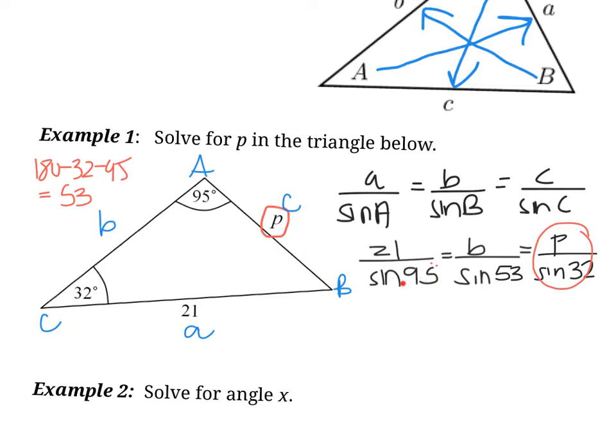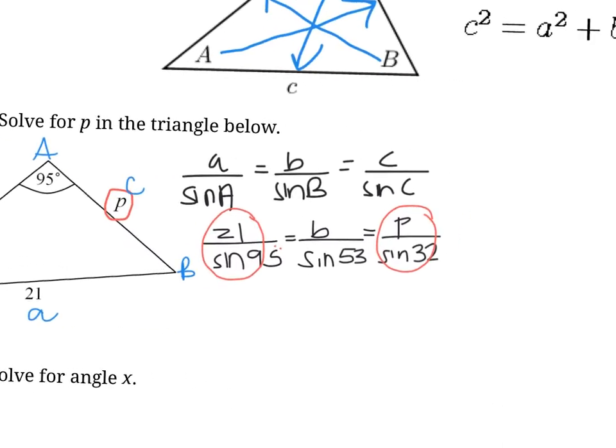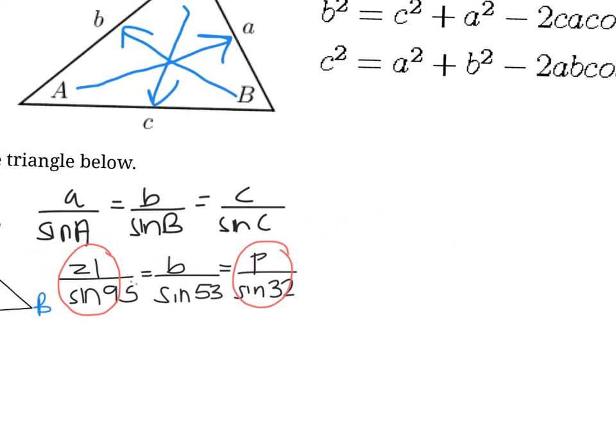Now, which one of these is complete? This one is. So these are the 2 ratios we're going to pick. So one has to be complete. One has to have the thing that we're looking for. And once we have that, then we're just going to rewrite them in a new equation. So I'm going to write, we've got 21 over sine of 95 is equal to P over the sine of 32. Now we're just solving for P.